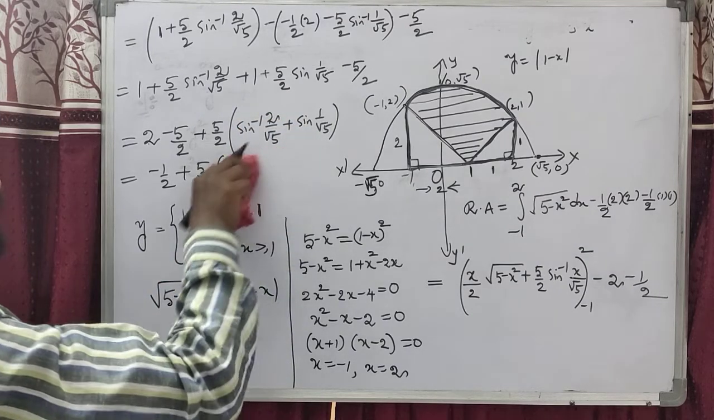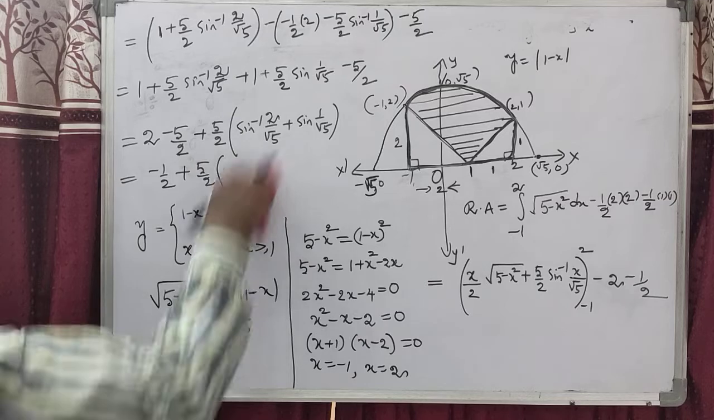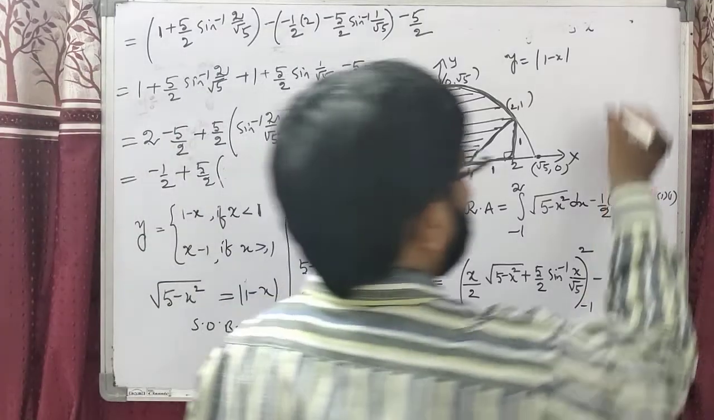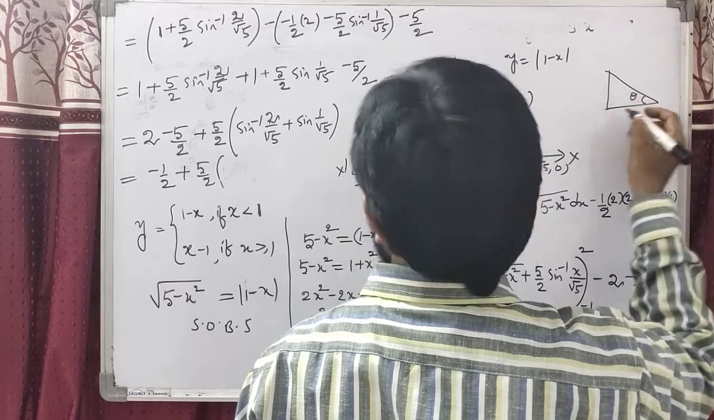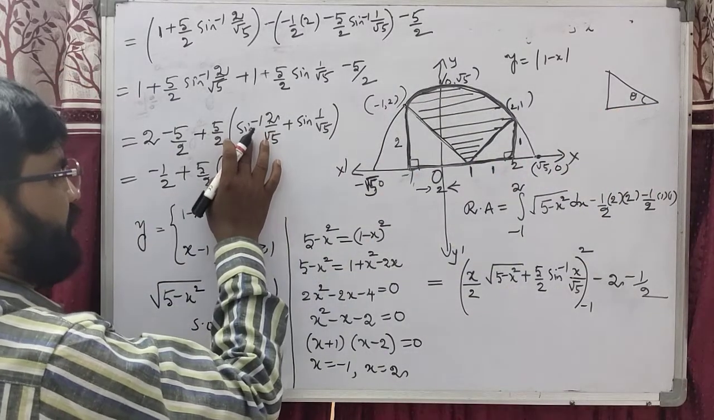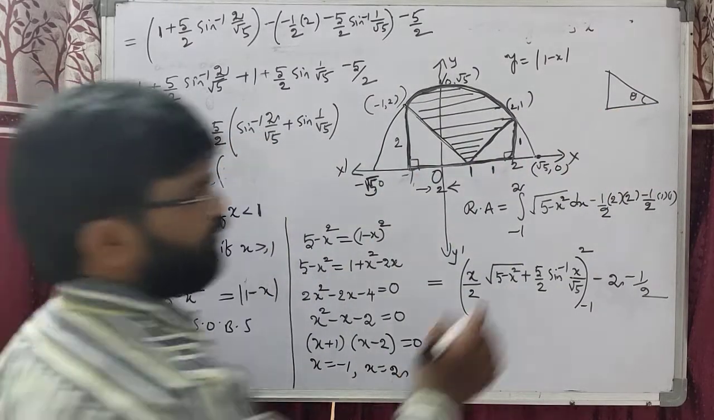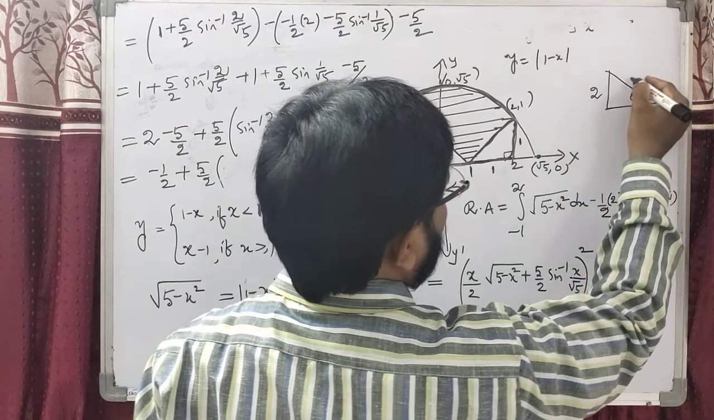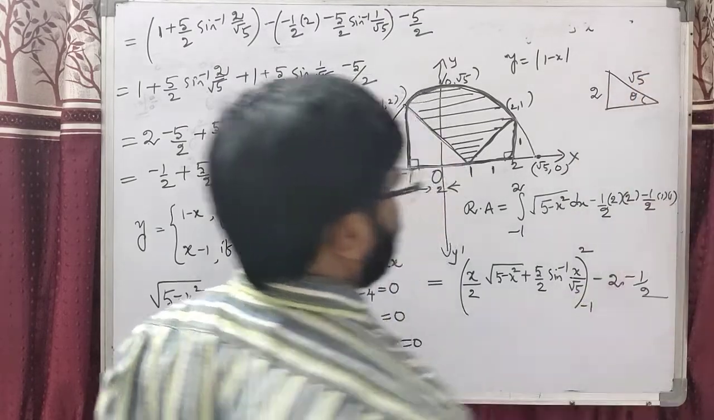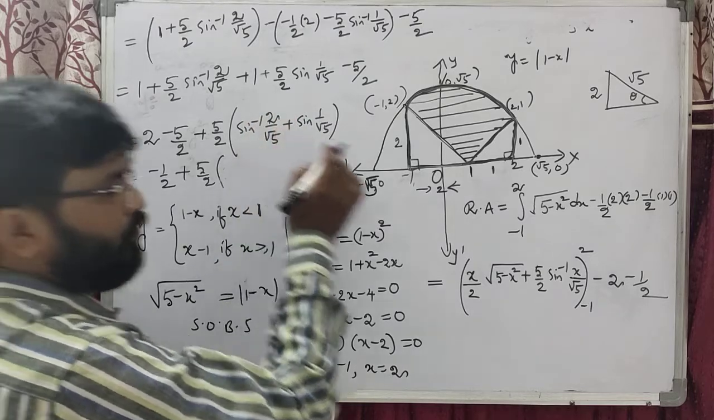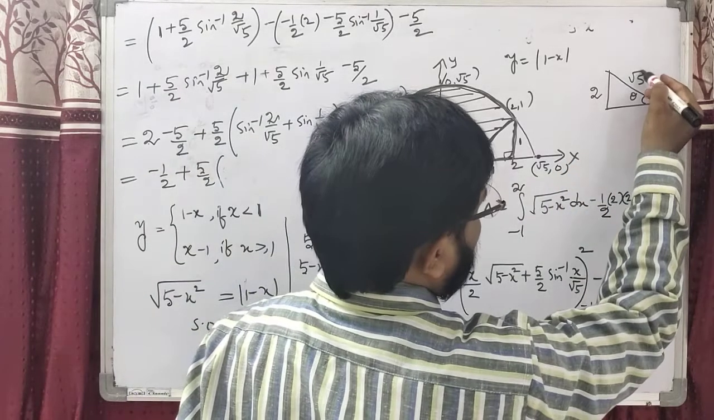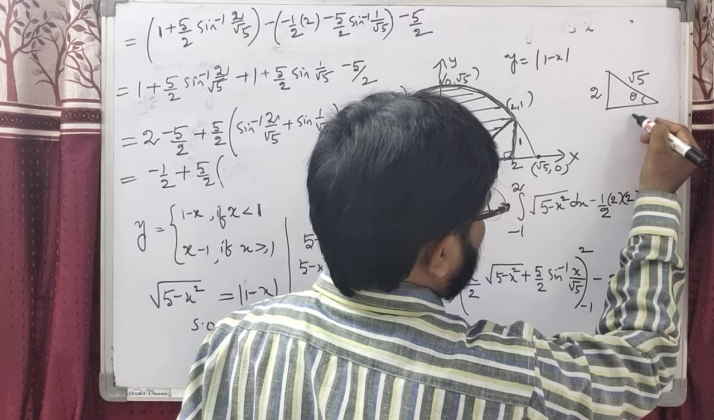Now we can write, how to write students? This is the sine inverse of 2 by root 5. Just we can write this when we are taking the theta. When we are taking the theta, this is sine theta equals 2 by root 5. We know that 2 by root 5 is opposite side by hypotenuse. We know that hypotenuse square equals side square plus side square.